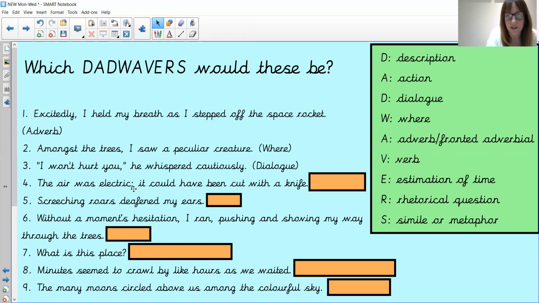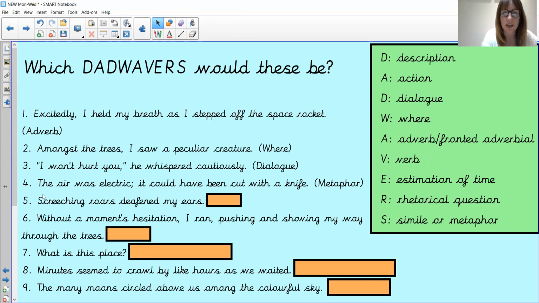The air was electric. It could have been cut with a knife. Now, what do you think that one is? That's a metaphor. The air isn't really electric. We know that, don't we? But I'm comparing it to being electric. I'm saying the air is electric. It has that sort of buzzy feel.